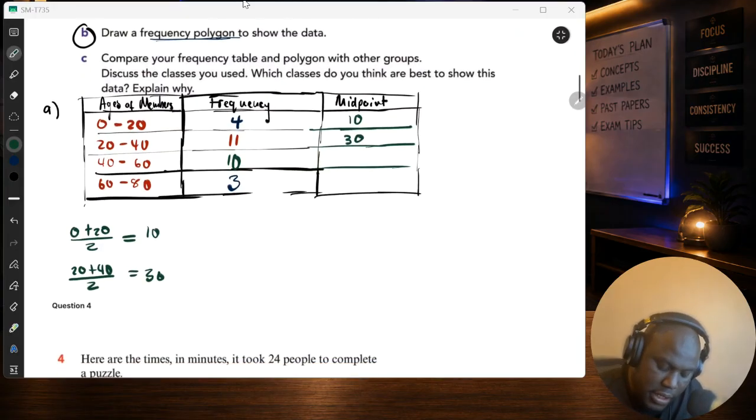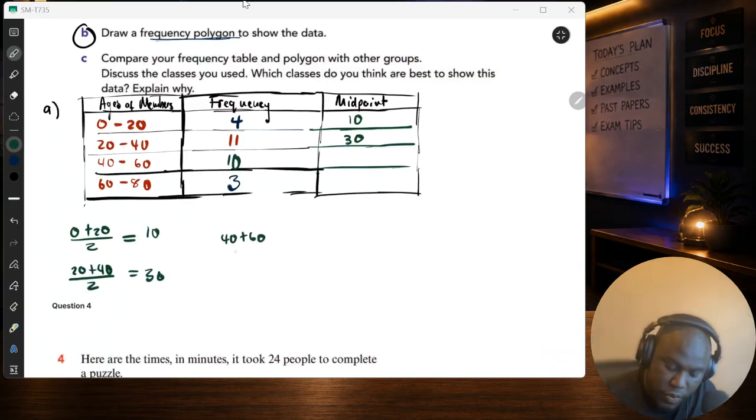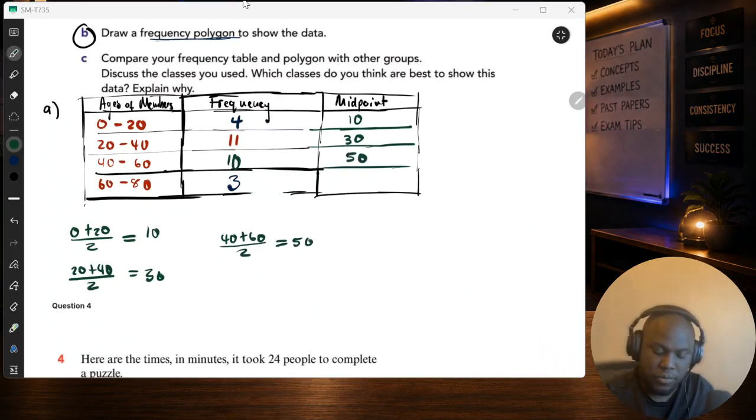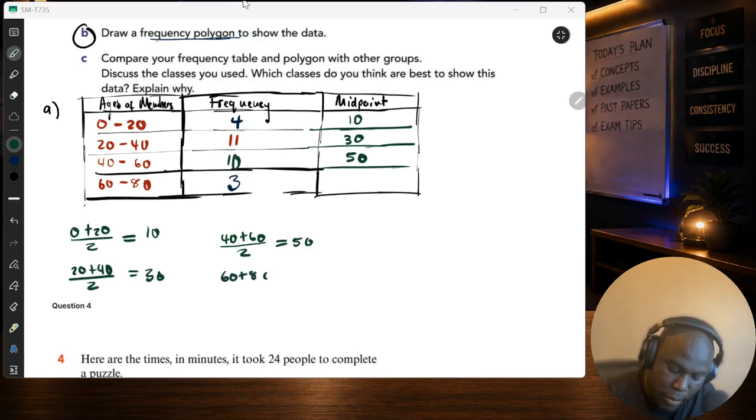Then here we say 40 plus 60, then we divide by 2. 40 plus 60 is 100, divided by 2 is 50. So for here it'll be 50. Then for here it's 60 plus 80. We want to get the midpoint. Remember, 60 plus 80 divided by 2. 60 plus 80 is 140, divided by 2 is 70. 70 is between 60 and 80, so that's fine.